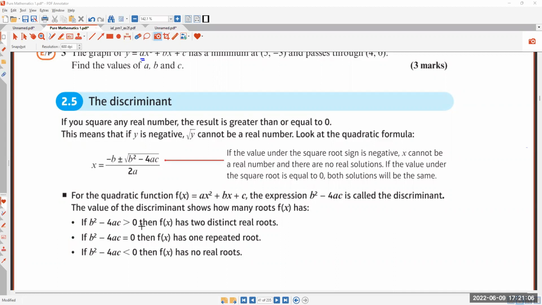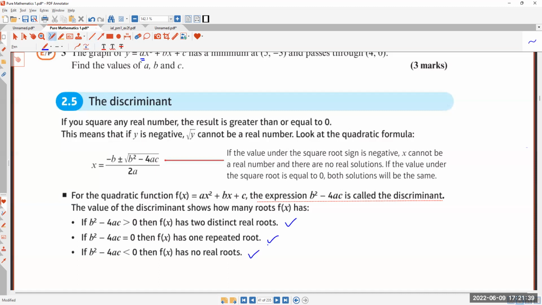So in the discriminant expression, see the expression b square minus 4ac, please know this, that the expression b square minus 4ac is called a discriminant. Okay. Now the value of the discriminant, once you do b square minus 4ac, the value which you get will tell you how many roots are there. Is there one root? Is there two roots? Is there two same root or no root at all? Okay, and all the three conditions are given to you over here.